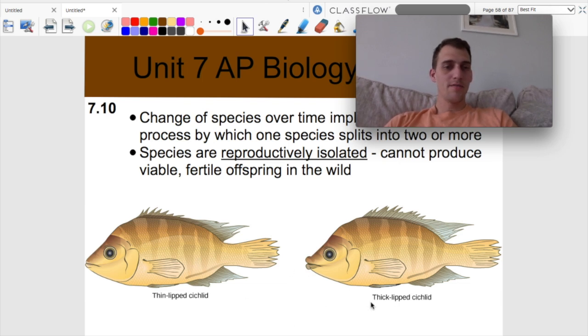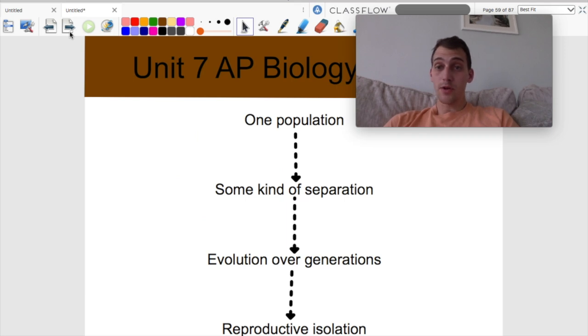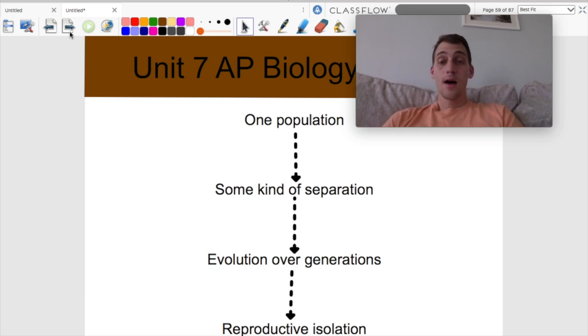So here's a thin-lipped cichlid and a thick-lipped cichlid. Thick-lipped cichlid. Say that 10 times fast. And they share a very, very recent common ancestor, right? One of these species more than likely diverged from the other one. And if they can't reproduce viable fertile offspring, therefore they are not the same species.